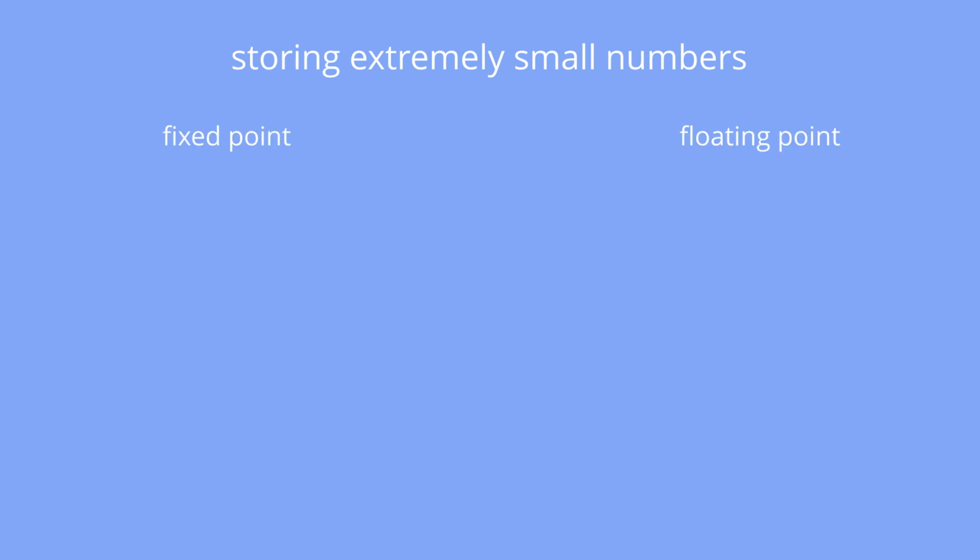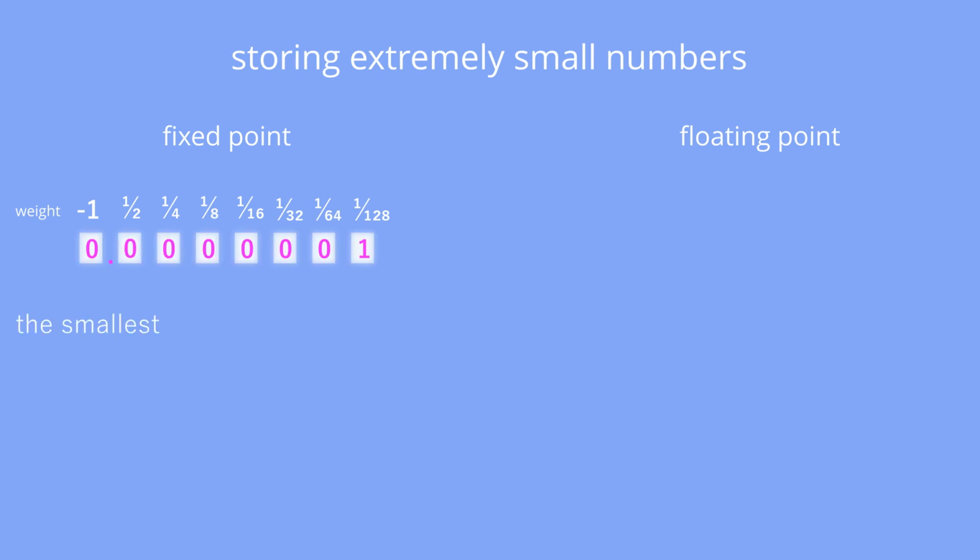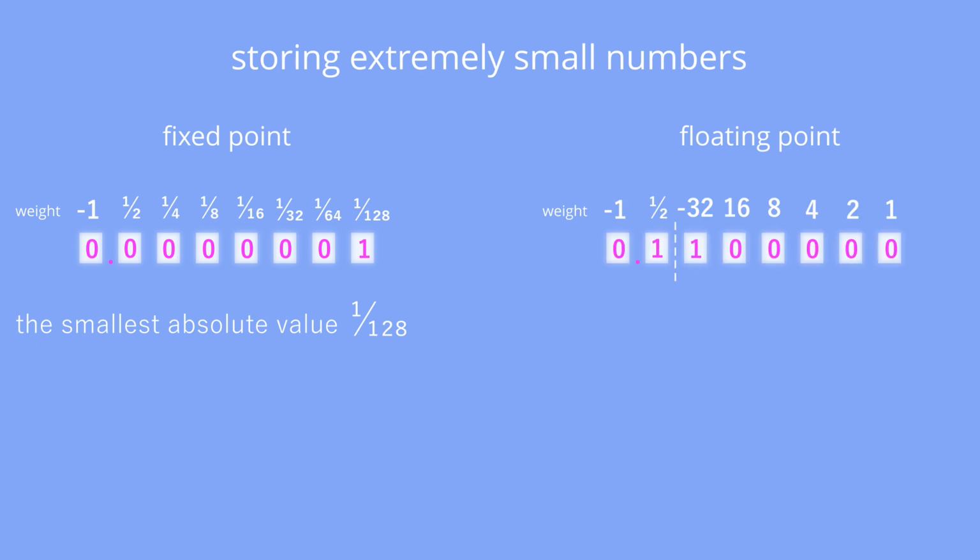We already considered examples with extremely large numbers when discussing range, so let's see examples with extremely small numbers. For example, we have 8 bits for a number in both fixed point and floating point. The smallest possible absolute value that we can store in fixed point is 1/128. The smallest possible absolute value that can be stored in floating point is 1/2 times 2 to the power of -32. Now let's talk about the great disadvantage of floating point.